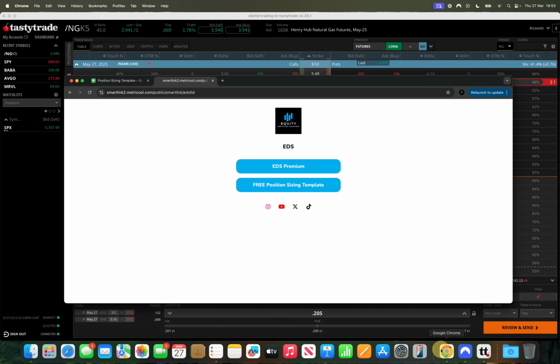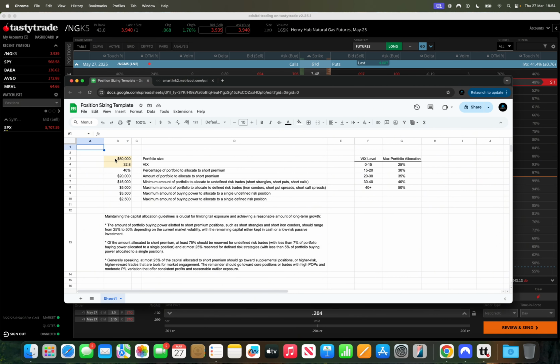and in order to figure that out, we have created a free position sizing template. The link will be in the description. The way it works is you enter in the size of your portfolio. So say if it was 25,000, you enter that, and then you enter in the VIX level. So say if it was 19.2, and then everything is going to be calculated for you automatically. All you need to do is use this information to form the backbone of your portfolio, and you'll be absolutely fine over the long run.